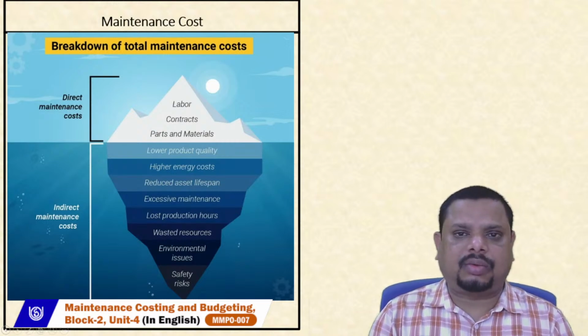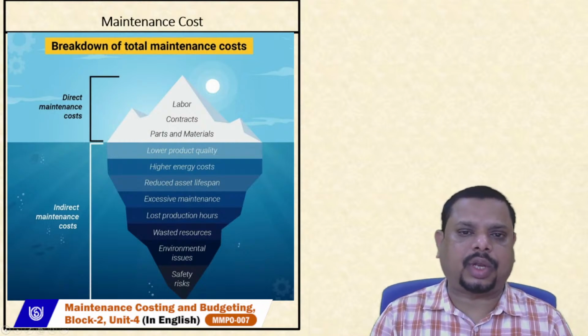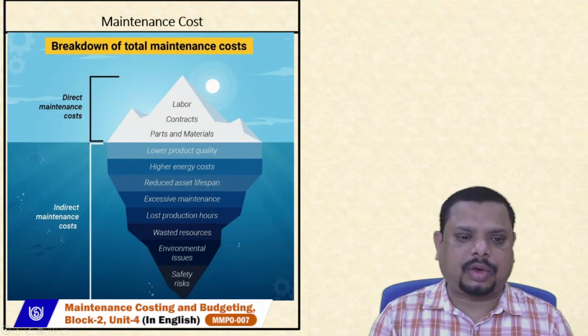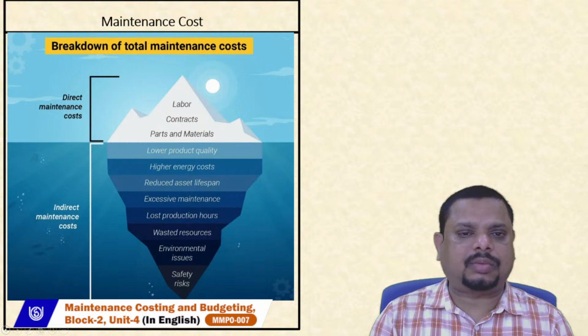The second one we have is known as indirect maintenance cost. The first ones are lower product quality, high energy cost, reduced asset lifespan, and excessive maintenance. For example, you are doing excessive oiling of the machines, or topping up the gearbox a number of times. These are basically considered under excessive maintenance. Or you are using lots of tasks and jobs involved in cleaning the machines, in which case a large amount of cotton waste and cloth is basically used.